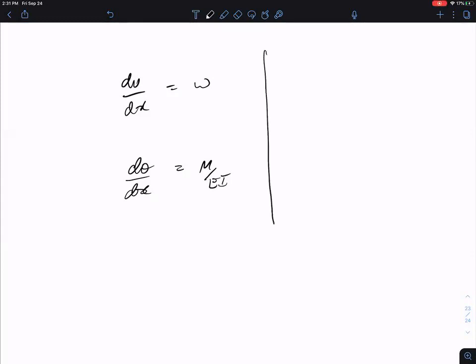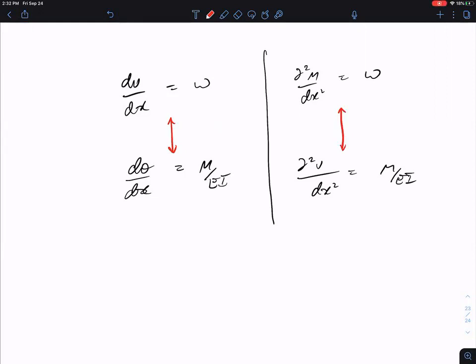Similarly, we established that the second derivative of the moment with respect to x is equal to the value of the distributed load, and the second derivative of the displacement with respect to x is equal to M over EI. Right? So we see similarity between these two relationships and between these two relationships.